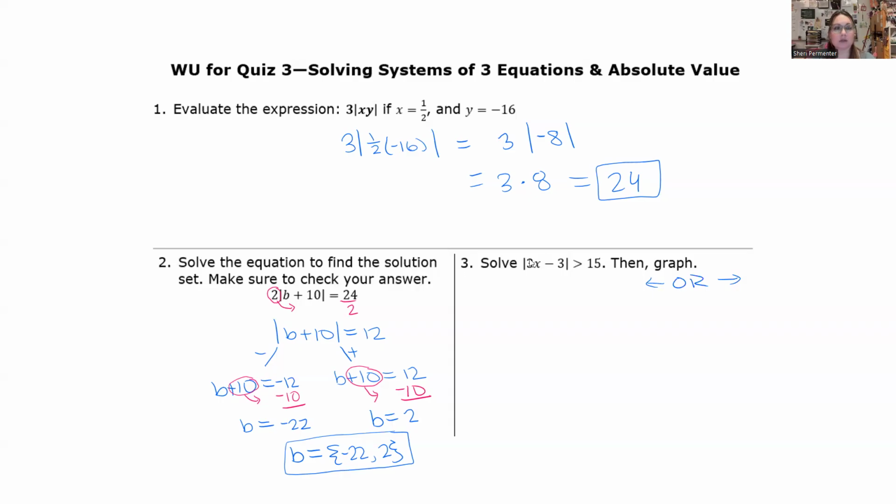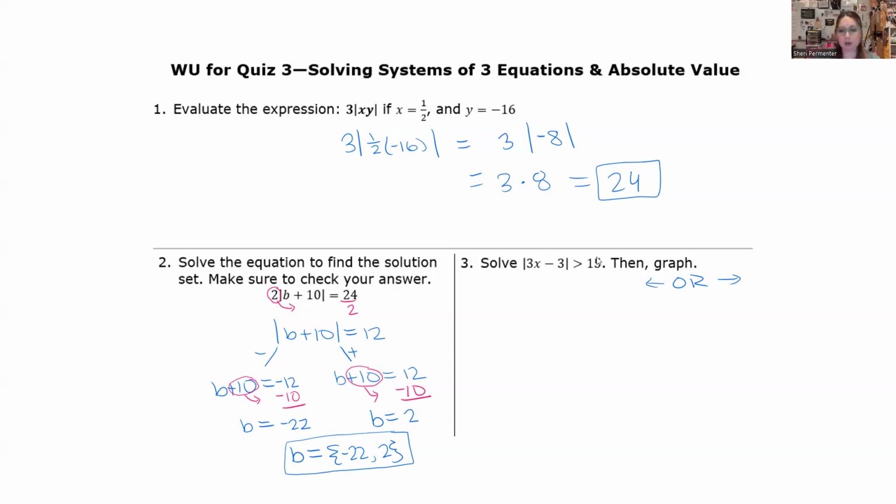Is it by itself? Really? What am I adding, subtracting, multiplying, or dividing to this absolute value? Other than 1. Am I adding or subtracting right here? No. Am I multiplying right here? No. No. Is it isolated? Yes. I'm ready to solve it.